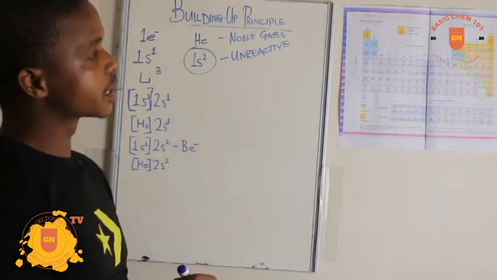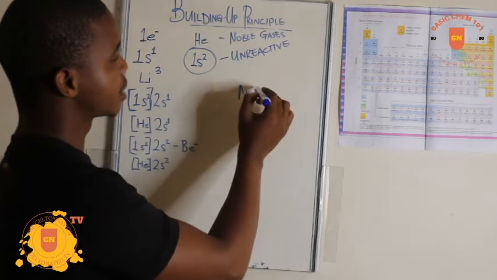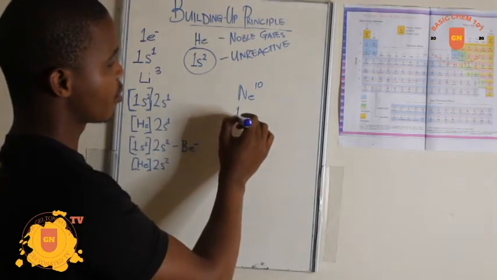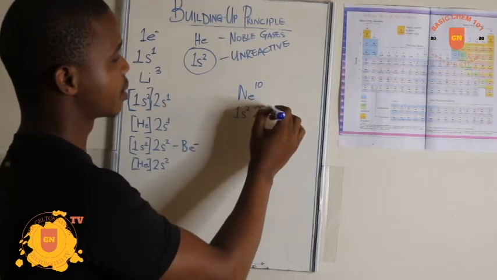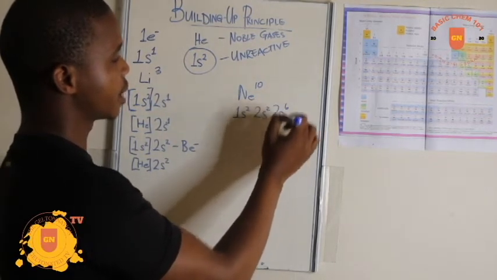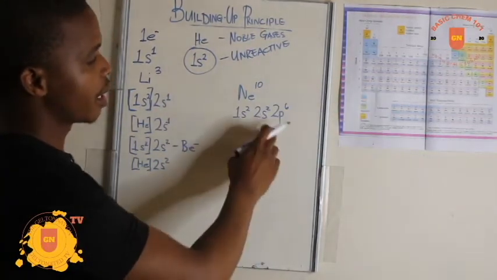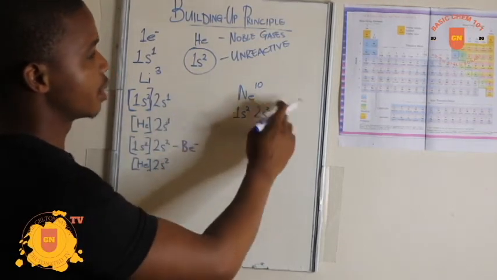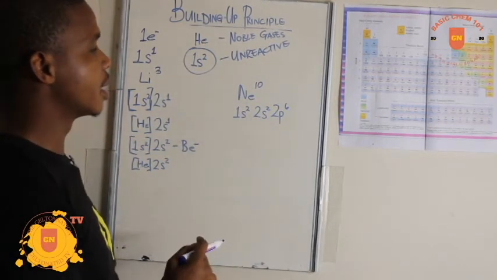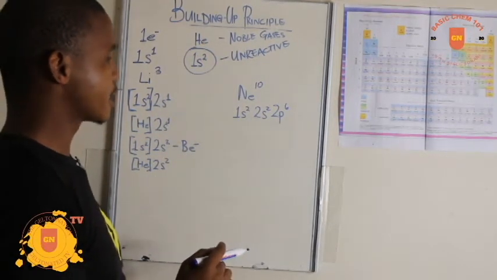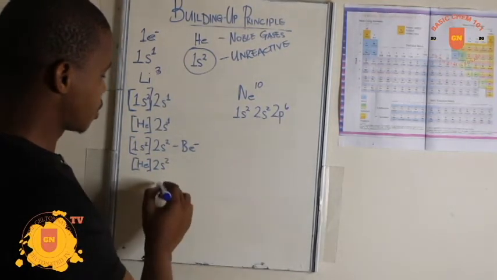But if you look at neon, you know that neon has 10 electrons. So you have 1s2, then you have 2s2 and 2p6. All the orbitals here are filled because you don't have anything after 2p. So neon also is unreactive, and also it is a noble gas.